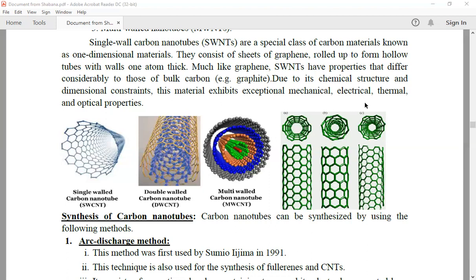Coming to the thermal property, it also exhibits an exceptionally good thermal property. It is a very good thermal conductor. A single-wall carbon nanotube at room temperature has a thermal conductivity of about 3,500 watts, which is more than the copper metal, because copper has only 385. The temperature stability of the carbon nanotube is 2,800 degrees centigrade in vacuum and 750 degrees centigrade in air.